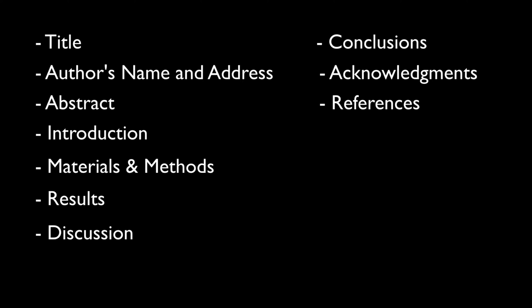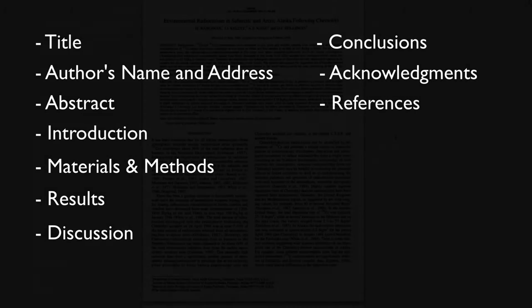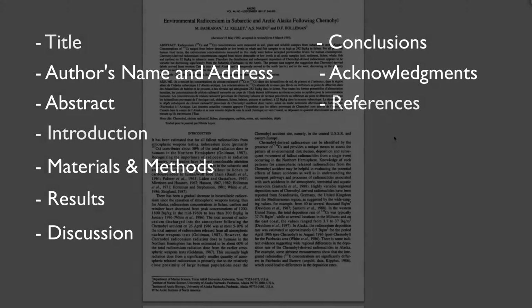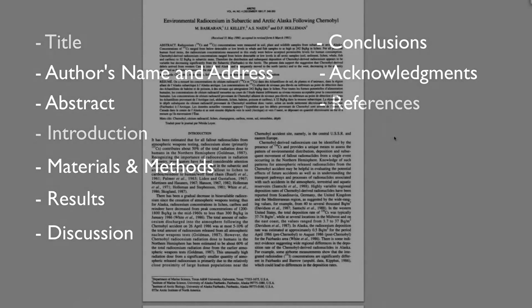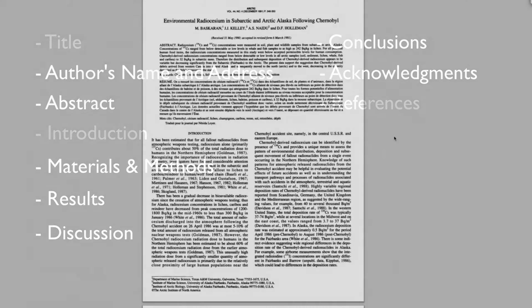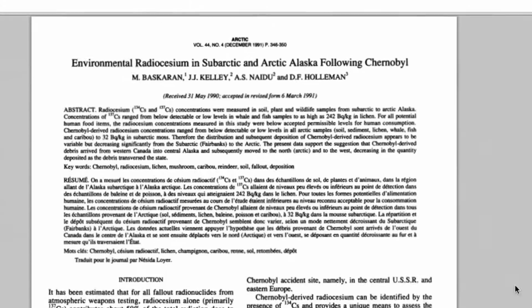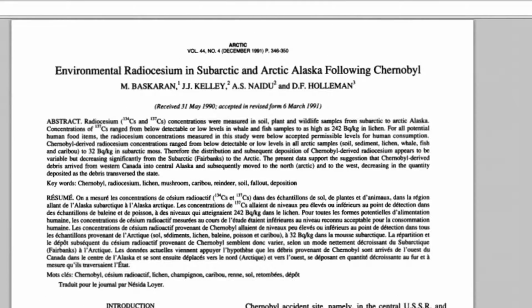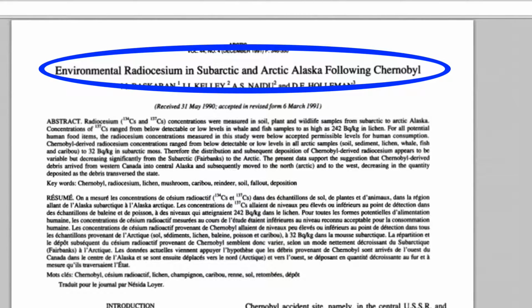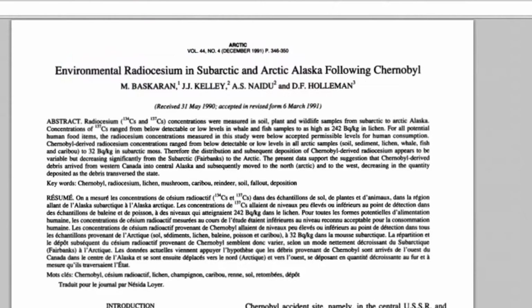The objective is to present the results of research without editorial opinion. Save that for the op-ed pages of the newspaper. Let's look at a research paper published in the journal Arctic. The title of the paper should, as clearly as possible, reflect the nature of the research. It shouldn't be too long, and certainly shouldn't be too short.